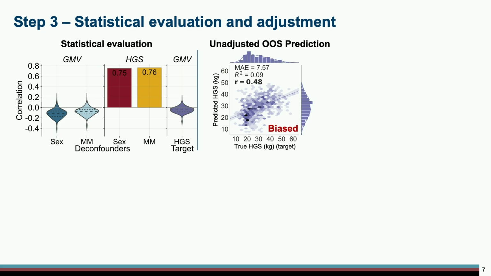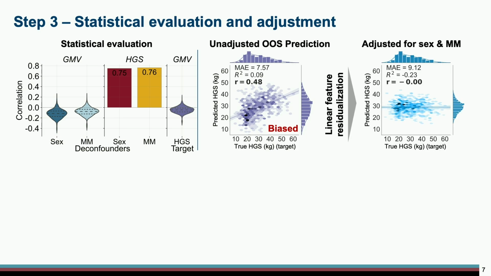Why do I know this is biased? Because if I now adjust by linear feature residualization for the identified deconfounders, we see that in the unbiased or debiased model, the performance is a lot lower. And now everyone might think, okay, but now I have a model that has a low performance, and what is this model useful for? Well, it's still biologically more meaningful because we learned something about the underlying biology.